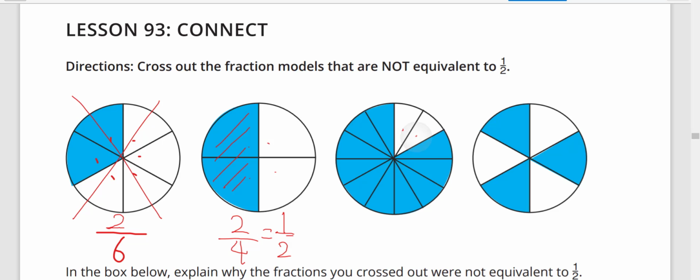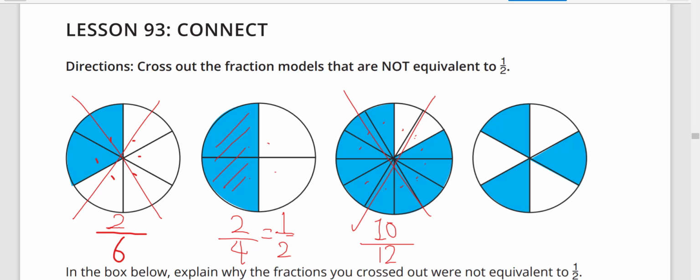In this circle, it is divided into 12 equal parts, and almost all of the circle is shaded. More than half, so it isn't equal to half. We can write the fraction of this. How many parts do we have? We have 12 equal parts and shaded 10 equal parts.